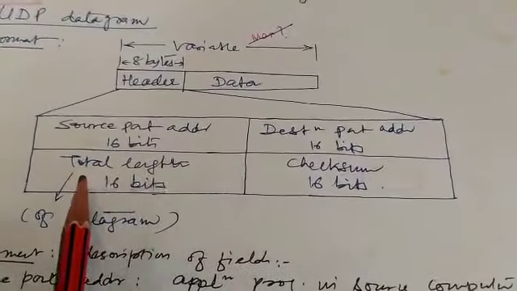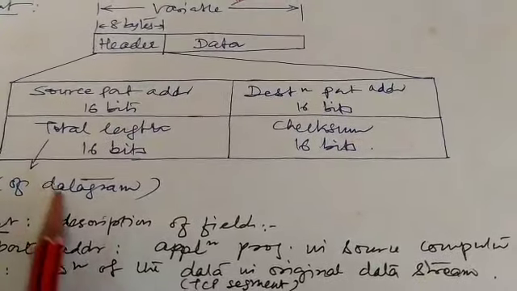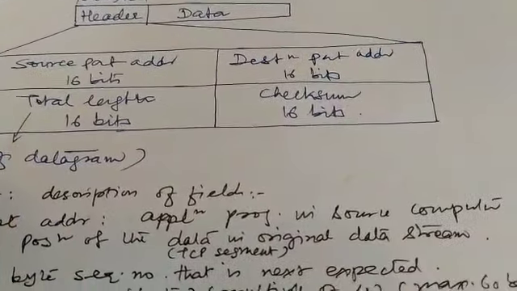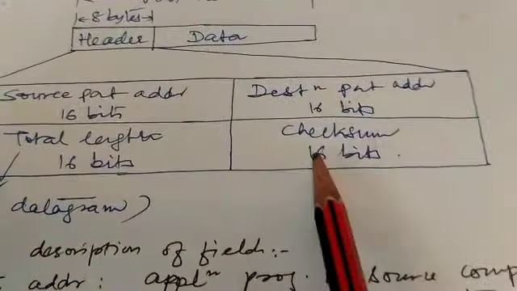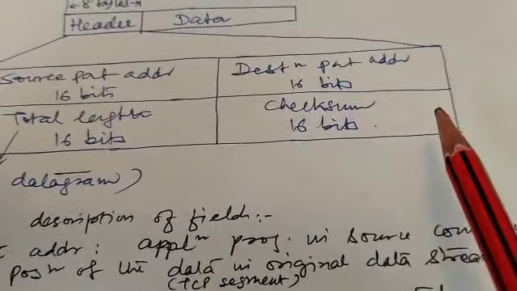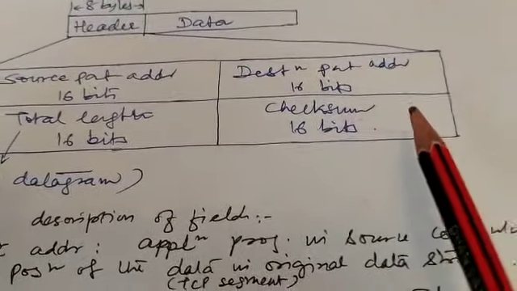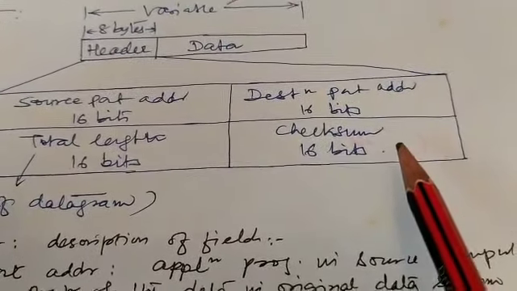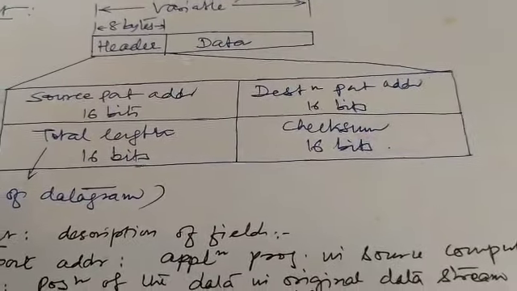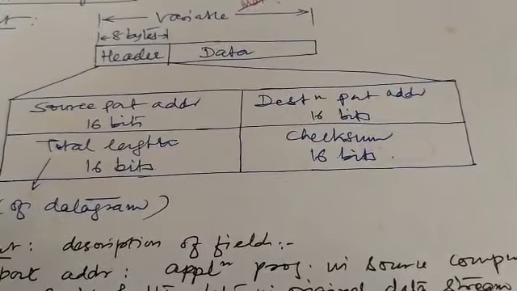And then we have the field called total length of the datagram. The total length of the entire datagram in bytes will be stored here in these 16 bits. Followed by the last one, the checksum field. The checksum field is basically to check the integrity of the header. It checks the correctness of the header. So you have the corresponding error code like CRC code as a checksum.